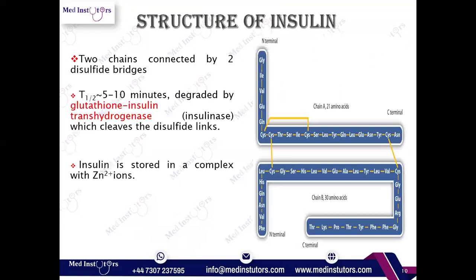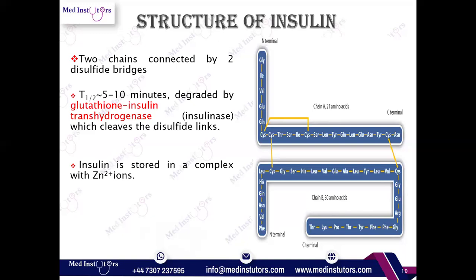You can see that the yellow lines connecting the A chain and B chain are two disulfide bridges. If insulin, after its action, is taken inside the cell for destruction, it is with the help of an enzyme called insulinase, which is a glutathione insulin transhydrogenase enzyme. The half-life of insulin is considered to be 5 to 10 minutes, and it is degraded by insulinase, which cleaves the disulfide bond.